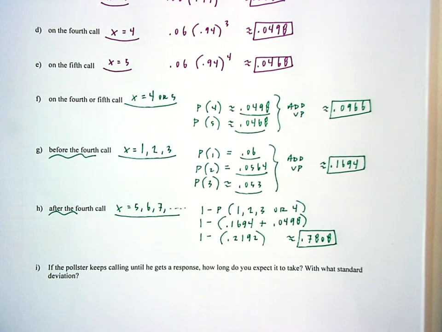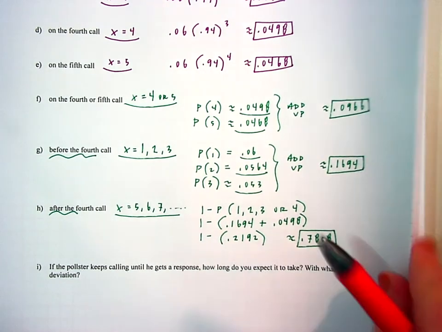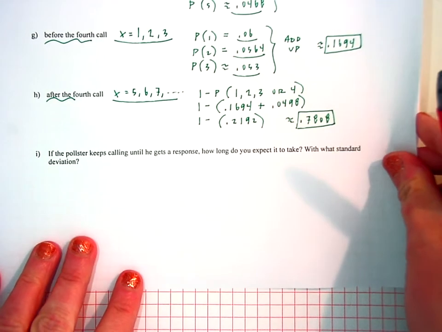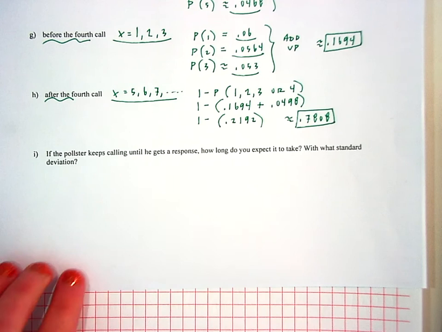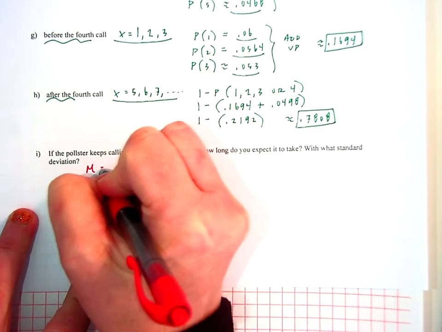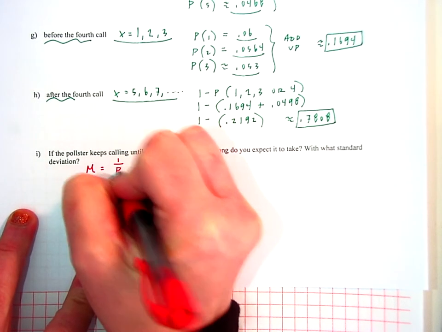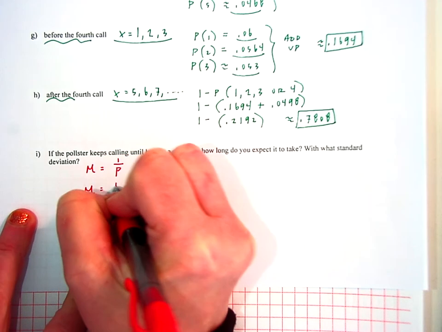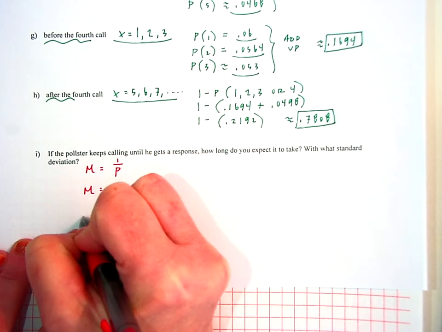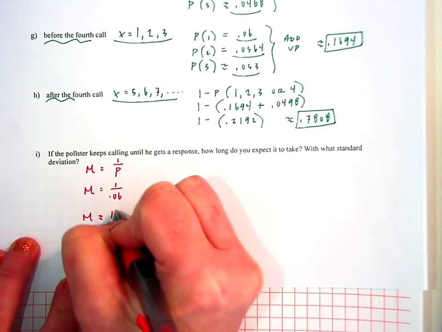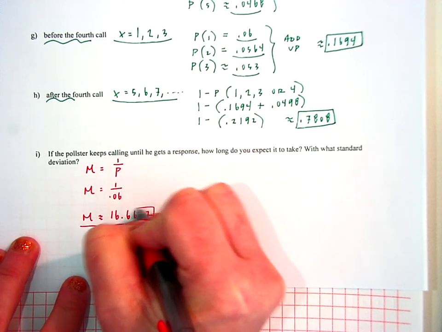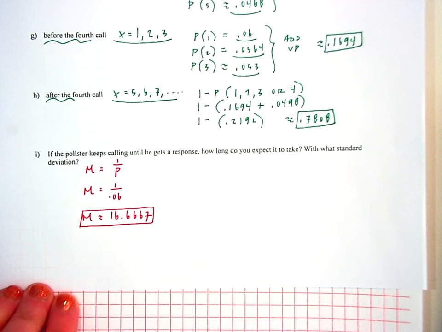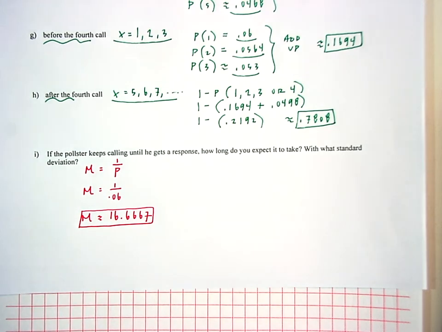All right, and then the last question, right, if the pollster keeps calling until he gets a response, how long do you expect it to take and with what standard deviation? So it's asking for, first, what's the mean? And it's geometric, so 1 divided by p. So here I'm looking at 1 divided by 0.06, and I get about 16.6667, like that. So that's telling us how many calls we expect to make on average to be able to get a response.